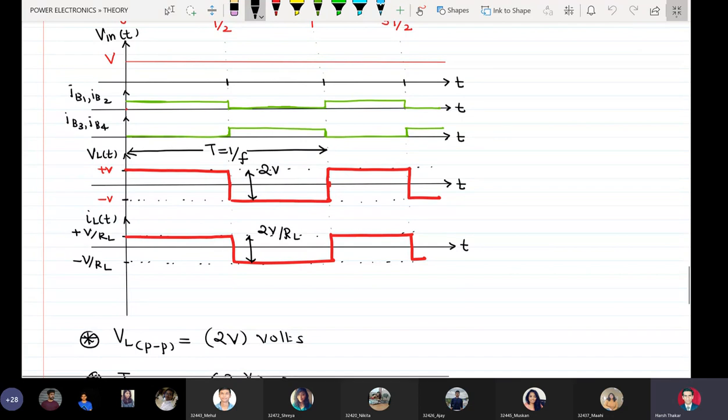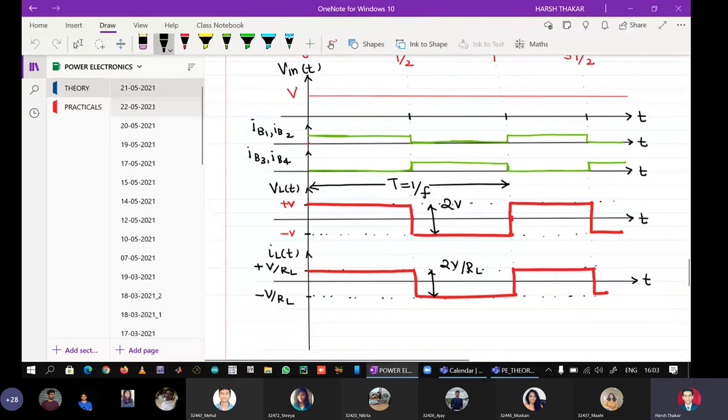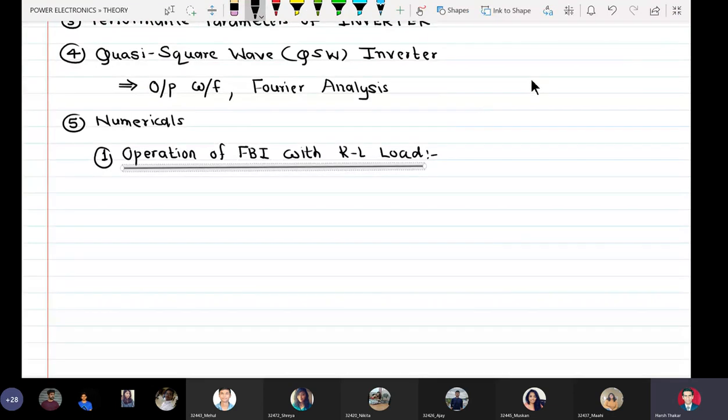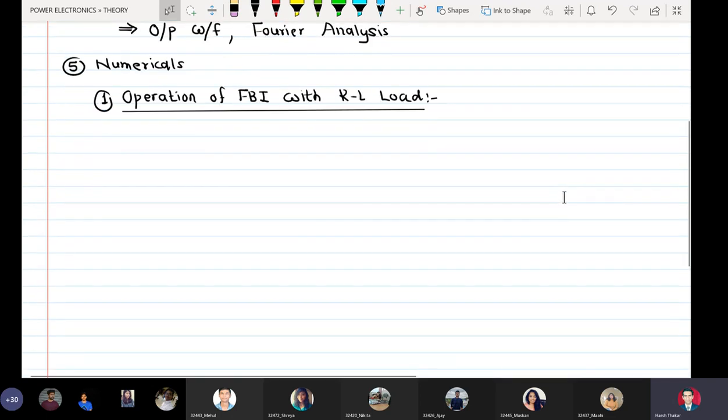And this is not something new, because we have seen that even in converters also, with resistive load, the load current has the same mathematical nature as that of load voltage. And we know that because inductor affects current, it affects the nature of the current. So when the load changes from purely resistive to resistive inductive nature, the load voltage will always remain the same. In the sense, the nature of load voltage will not get affected, but the nature of load current gets affected.